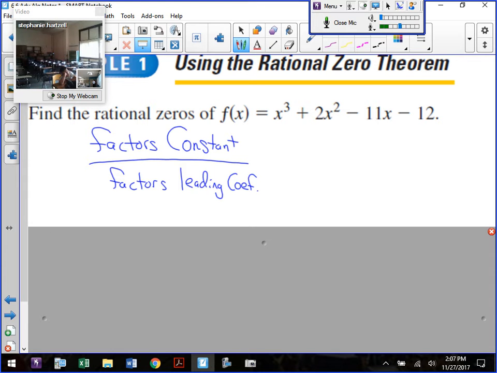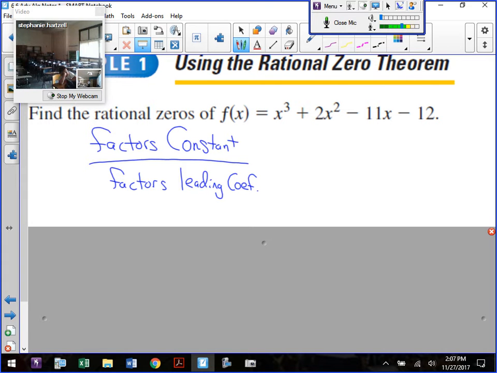That leading coefficient will always be the highest degree. So don't get tricked if it happens to go out of sequence. It happens to say x squared plus 3x cubed. You know what I mean? It might trick you like that. So what we do here is this.